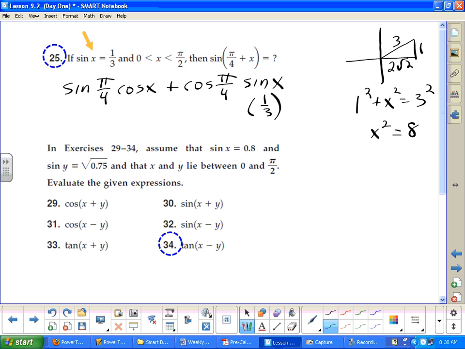So sine of pi over 4 is square root of 2 over 2. Cosine of x is 2 square roots of 2 over 3. Cosine of pi over 4 is square root of 2 over 2. So then it's just a matter of doing that multiplication.